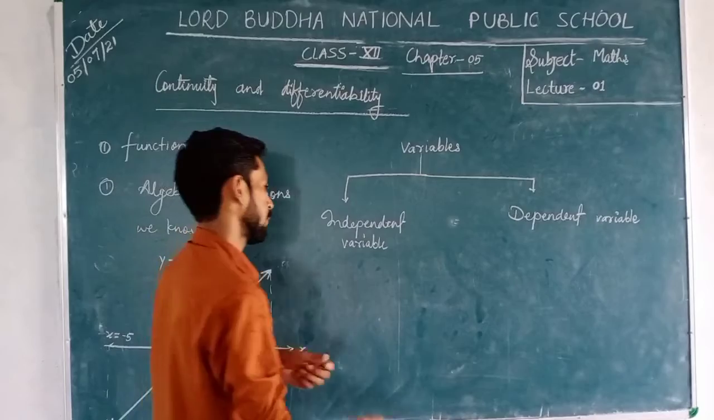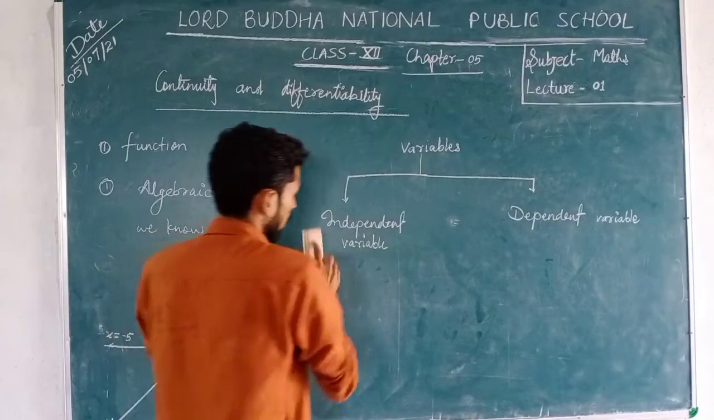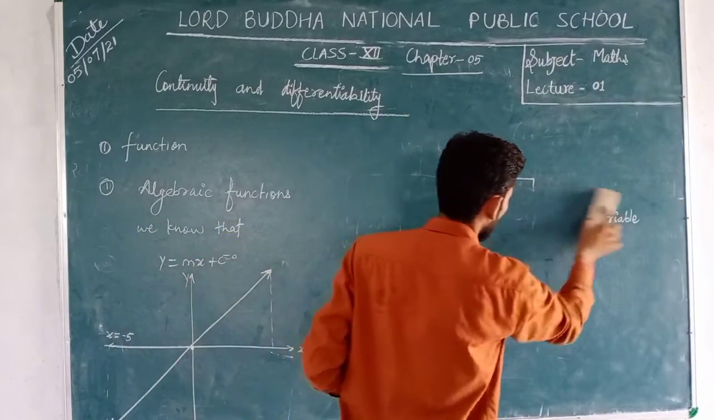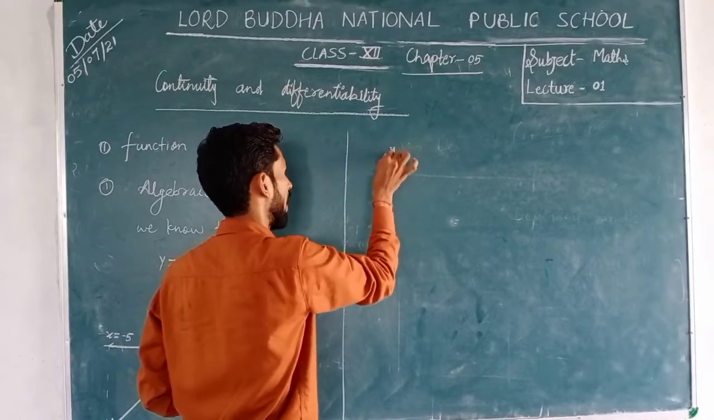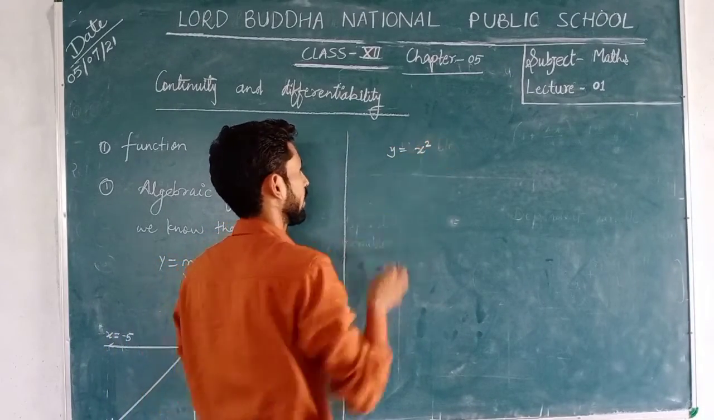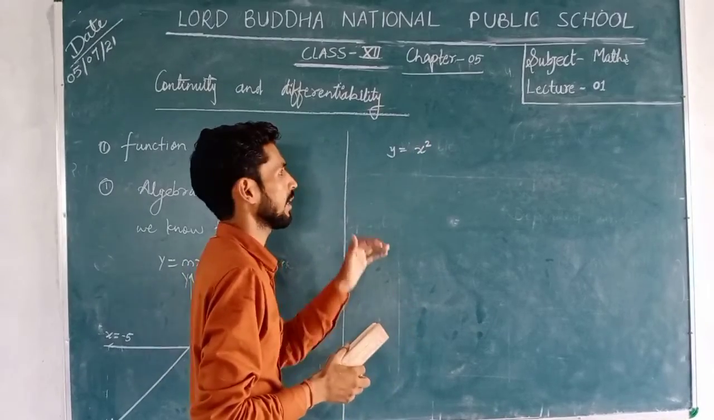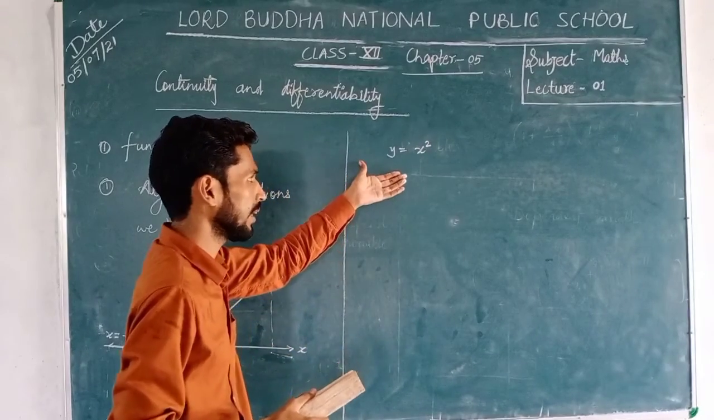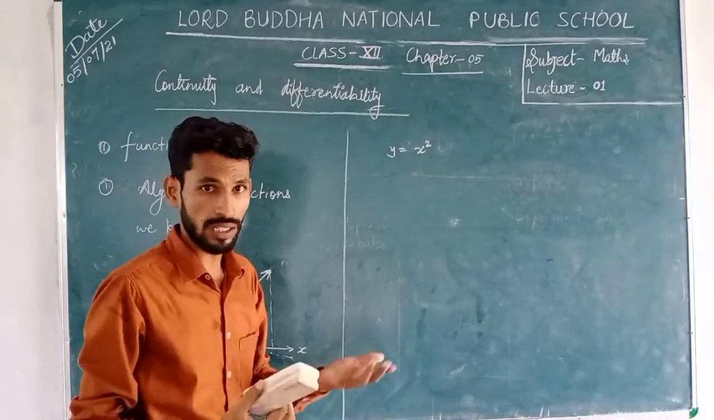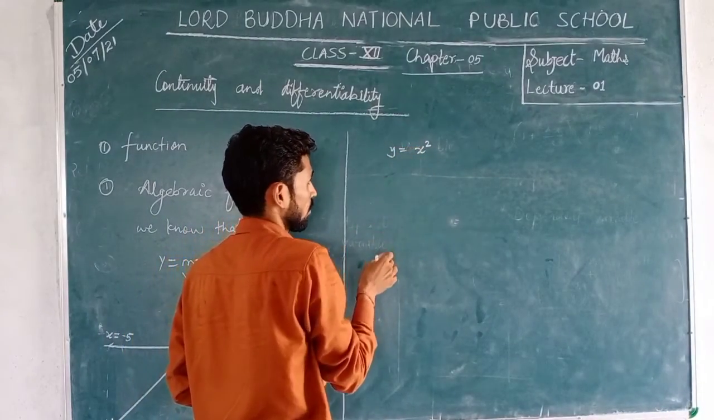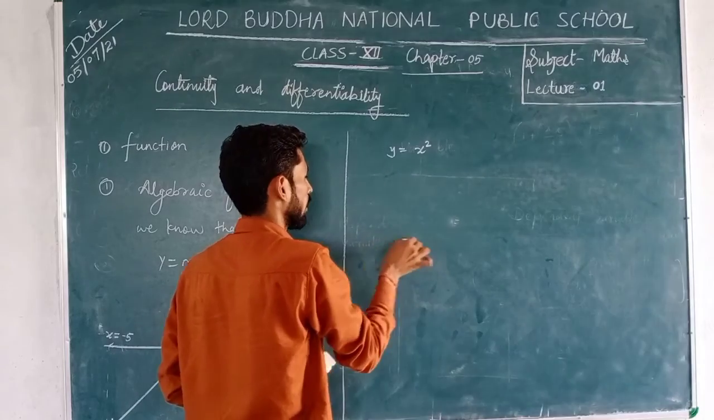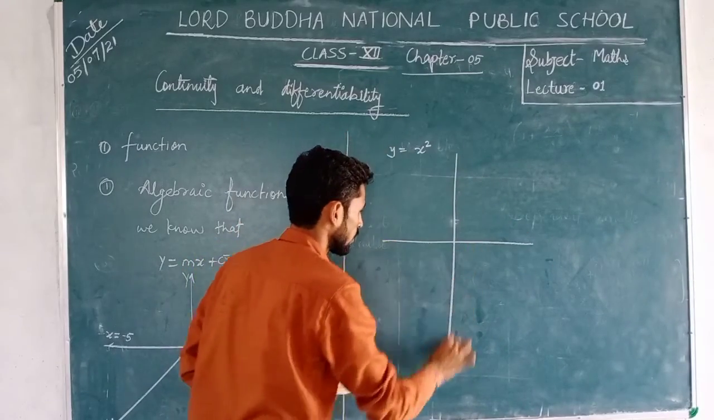For the next example, if we are taking another algebraic function like y equal to x square, that is the quadratic function, or you can say that is the quadratic equation. In this function, the graph will be like this.